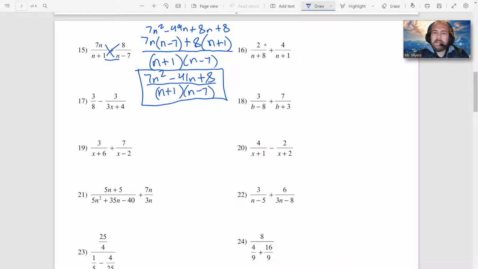Same thing with number 16, so crisscross applesauce. This time we're going to go a little faster. We're going to go ahead and distribute the 2. So this would be 2n plus 2 plus 4n plus 32, almost at 36, over n plus 8 and n plus 1. All right, then if we add up the top stuff, we get 6n plus 34.